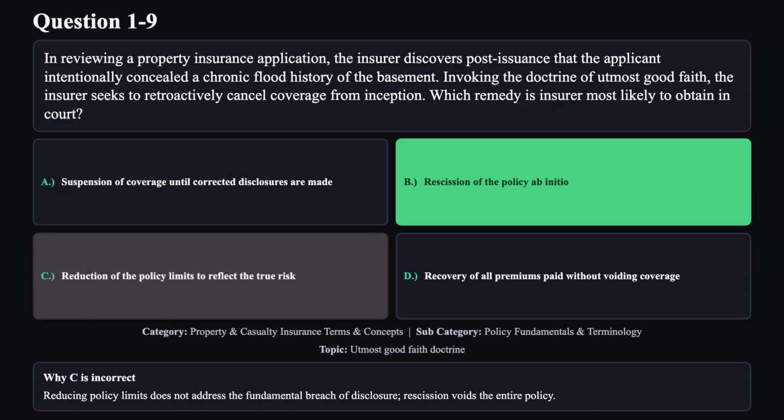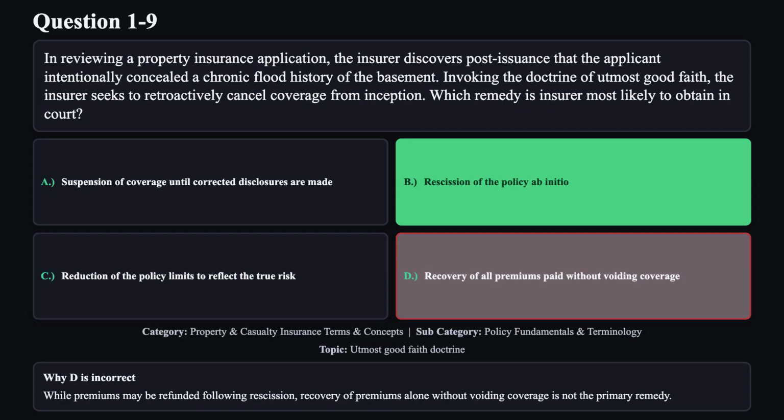Reason C is not correct. Reducing policy limits does not address the fundamental breach of disclosure. Rescission voids the entire policy. Reason D is not correct. While premiums may be refunded following rescission, recovery of premiums alone without voiding coverage is not the primary remedy.